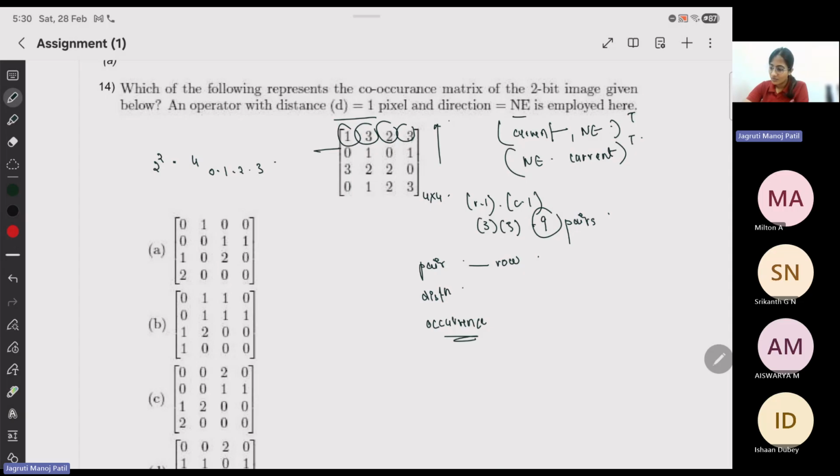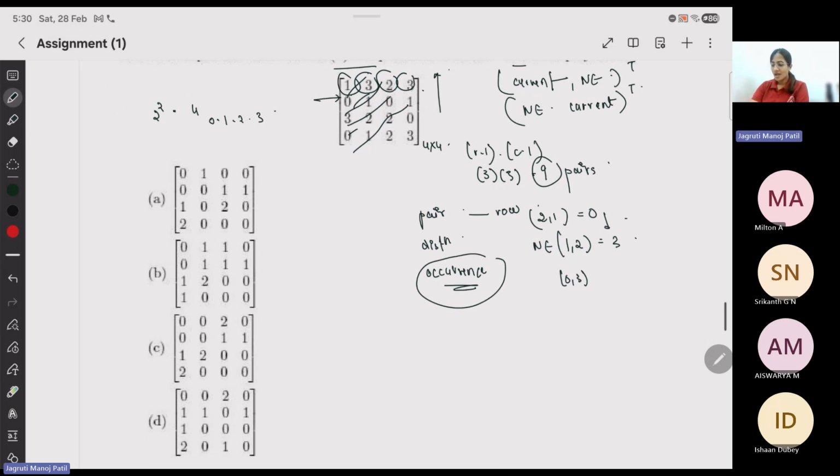Let's say the second row and the first column has something as 0. For your northeast, if you are looking at, say, 1 comma 2, you have 3 here. So both are then clubbed as 0 comma 3 here. Then you further go on and on, and compare both of them. How many times does the occurrence happen? Based on that, you'll get a matrix.